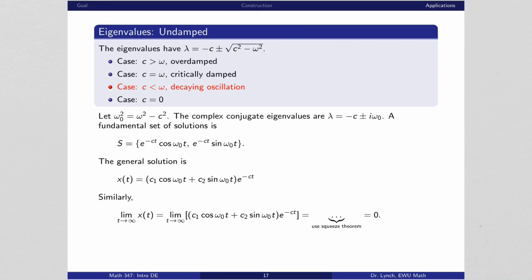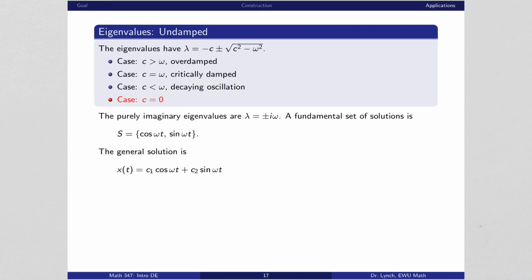And it's notable again that in all cases where there's damping, the solution tends to 0 as t goes to infinity. Now that turns out not to be the case when there's no damping. When there's no damping, the purely imaginary eigenvalues are lambda equals plus or minus i omega, and a fundamental set of solutions is of course cosine omega t, sine omega t. The general solution is a linear combination of those linearly independent solutions. You can see mathematically that this solution doesn't tend to 0 as t goes to infinity because that limit doesn't exist. There should be a C2 here on this second term, so apologize for that.